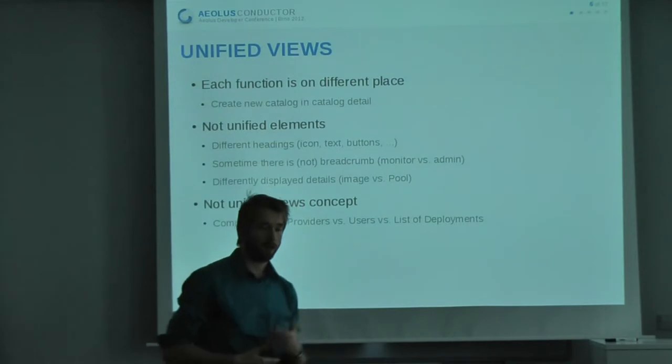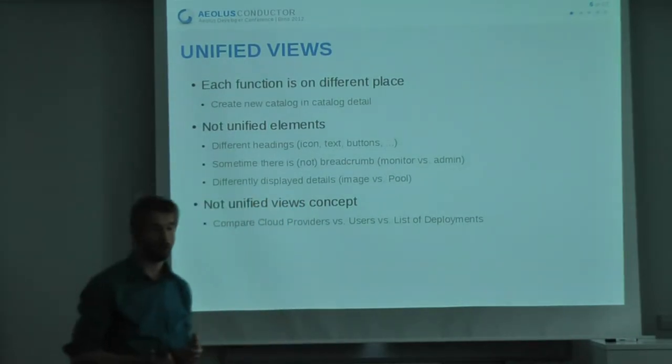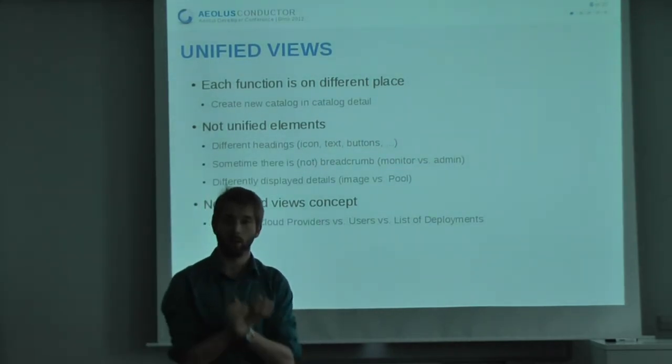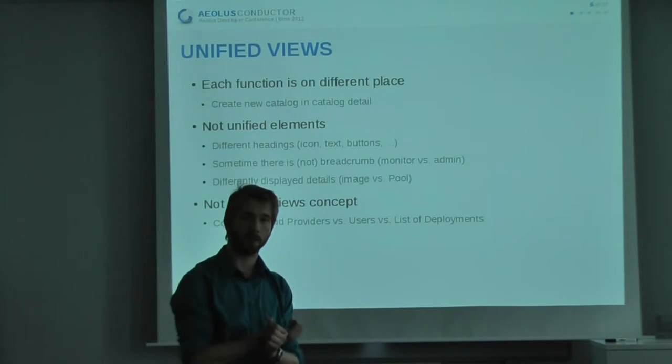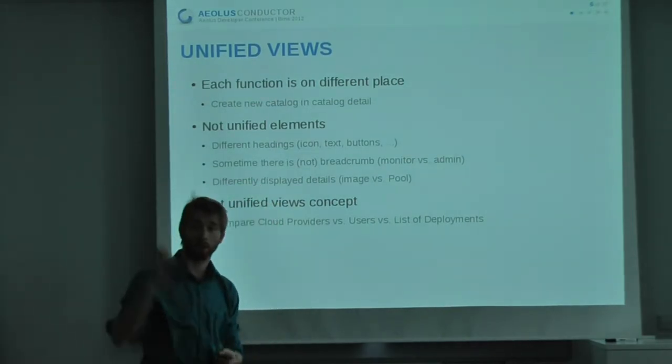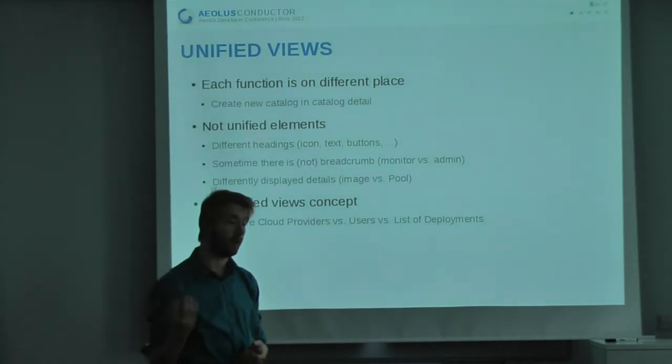And another thing is unified views. Each function is in a different place. For example, for creating a new catalog, you can get to this process from the catalog list, and you can also get to it from the catalog detail. So you go to the detail of some catalog and you can create a new catalog from there.